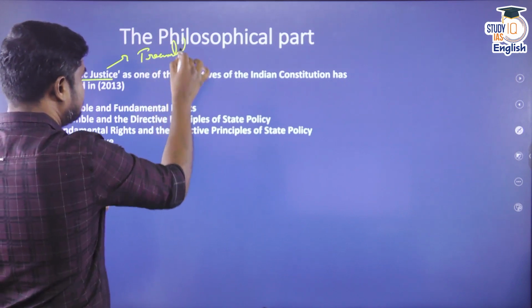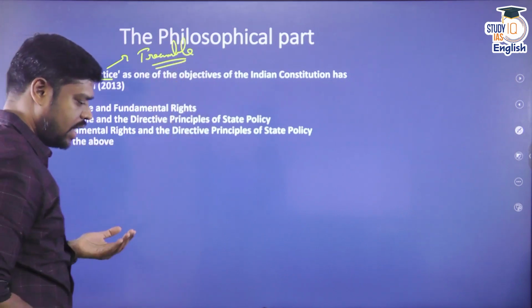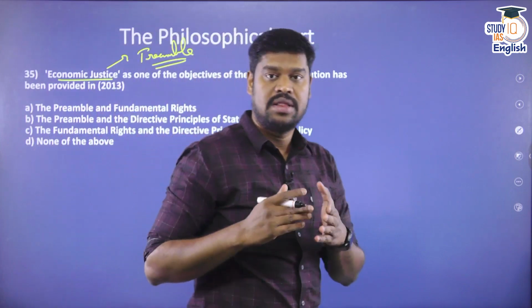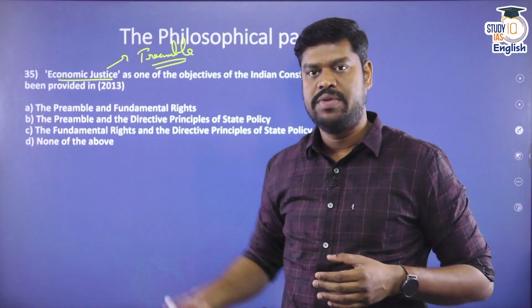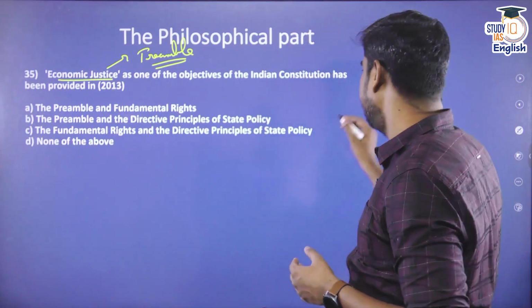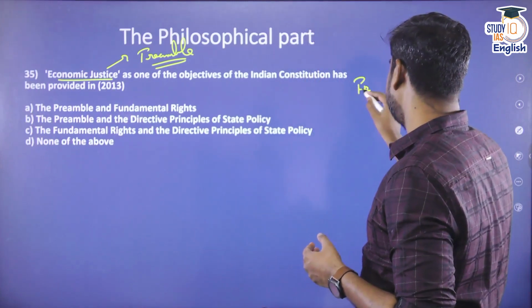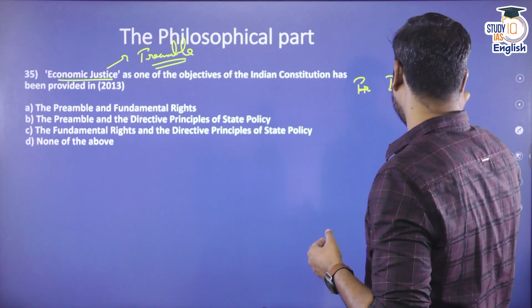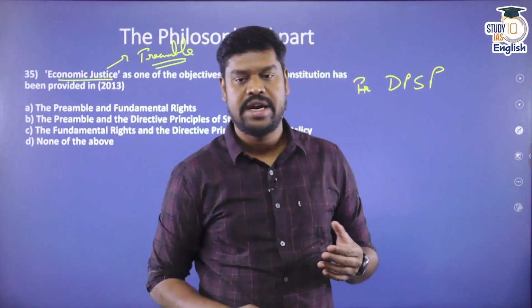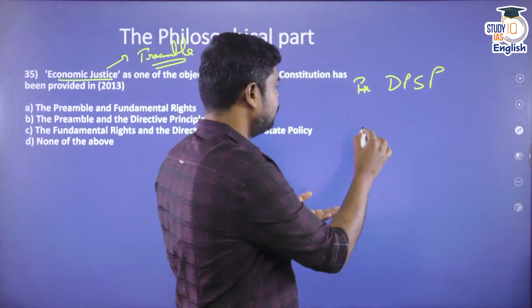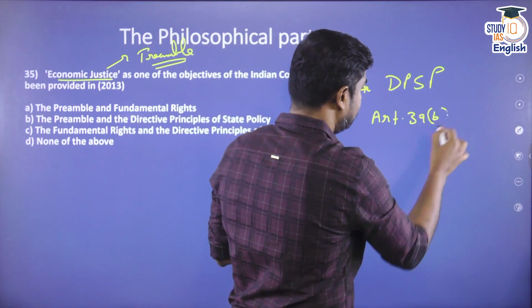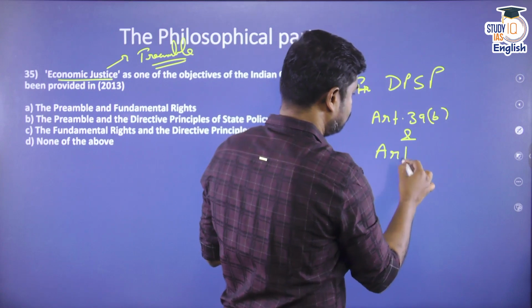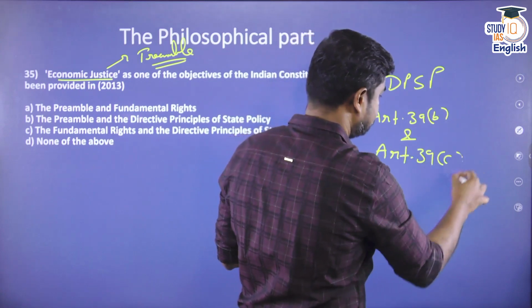So the preamble is just a summary of the constitution, and that means the idea of these things are already there in the constitution. So where else is this idea of economic justice there in the constitution? It is very much there in the directive principles of state policy. And where exactly in directive principles of state policy? It is very much mentioned in Article 39B and Article 39C. Very, very important articles under the constitution, Article 39B and Article 39C.